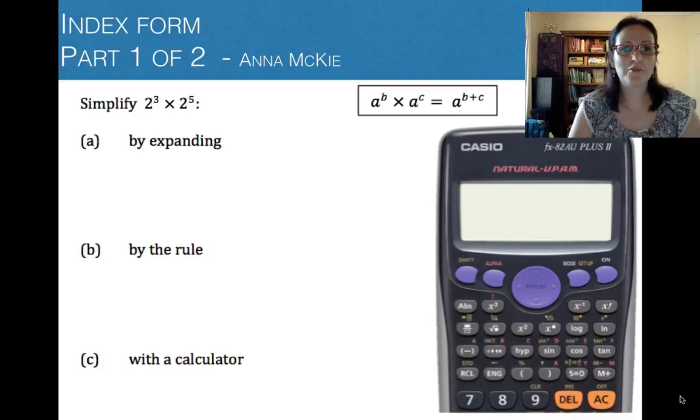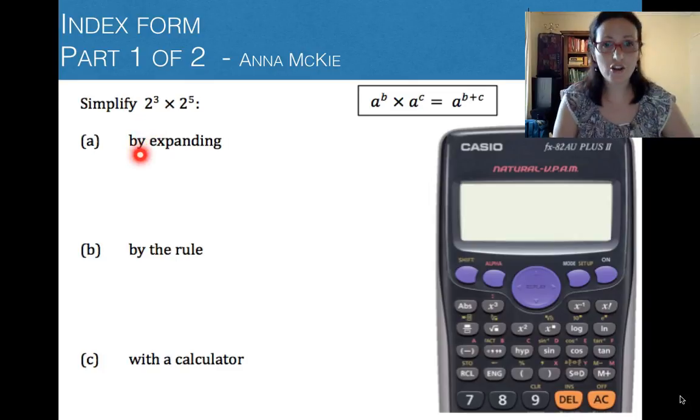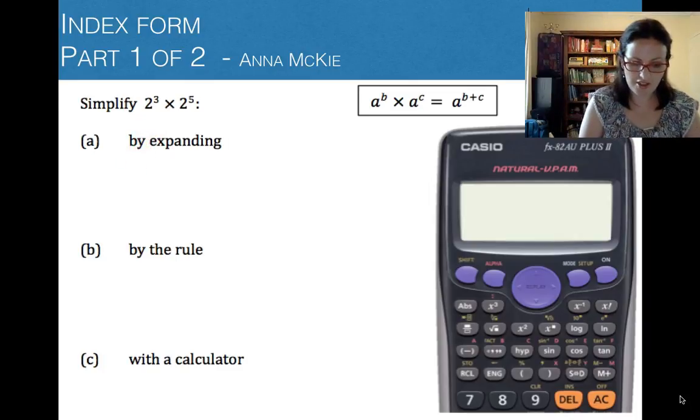So in this example we have 2 to the power of 3 times by 2 to the power of 5, and we're asked to work with it in a couple of different ways. First, by expanding. So the first part, we have 2 to the power of 3, that means there are 3 lots of 2. So let's write that out.